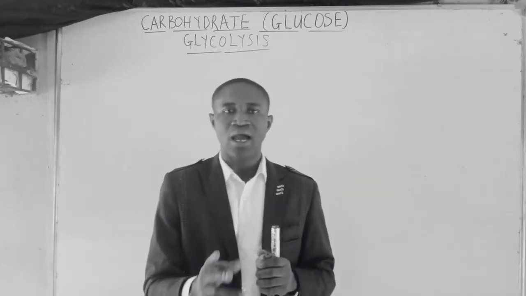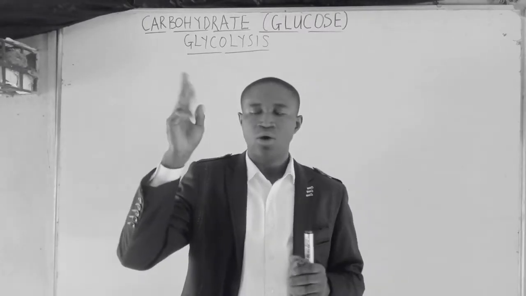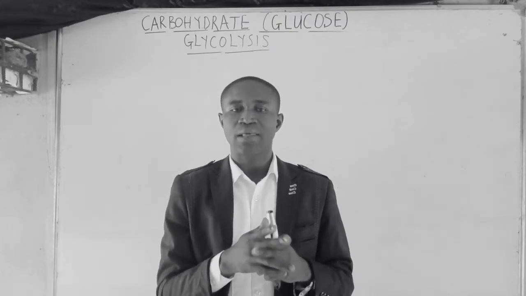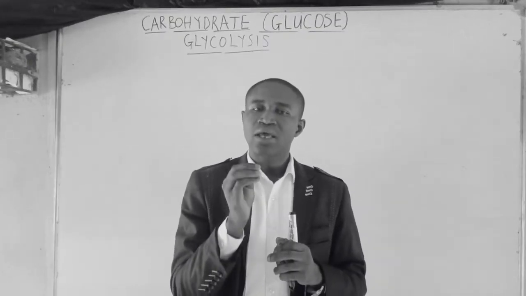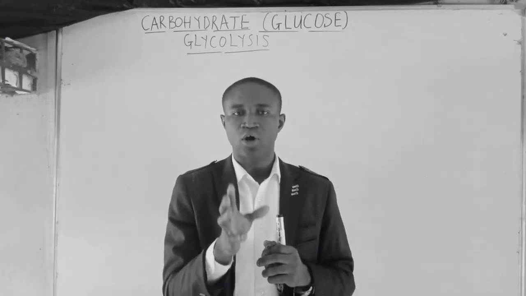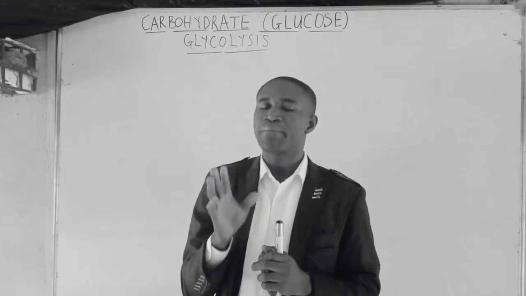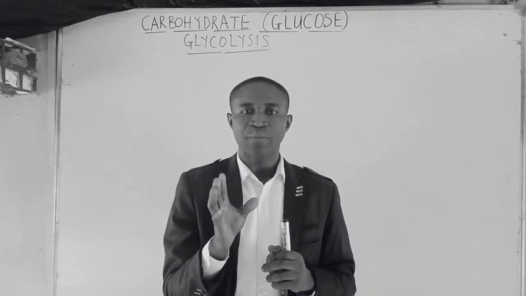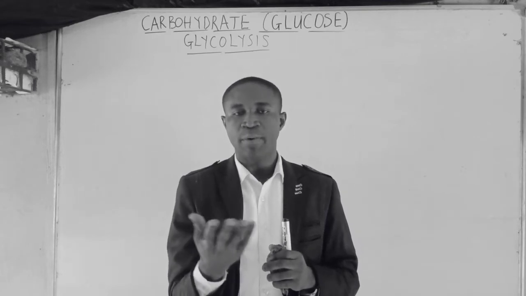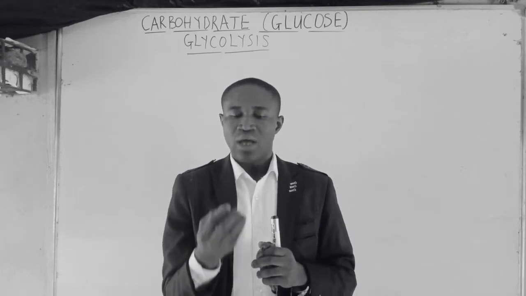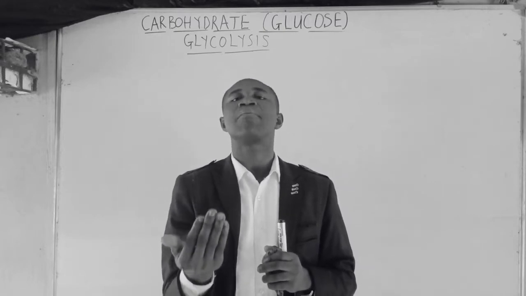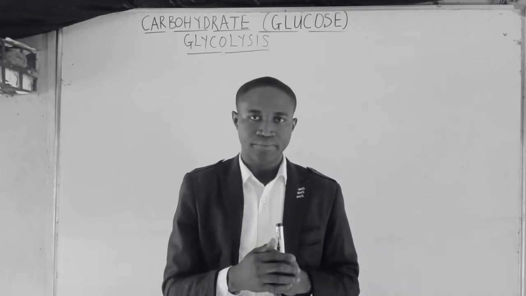The glycolytic pathway has two parts or two stages. One, the preparatory part, and two, the payoff part. In the preparatory part, ATP, which is the energy molecule that the body makes use of, is being consumed. Then, in the payoff part, ATP will be produced. So, it is that ATP produced that the body will finally make use of.